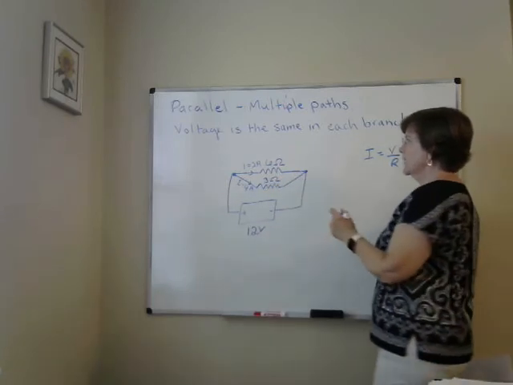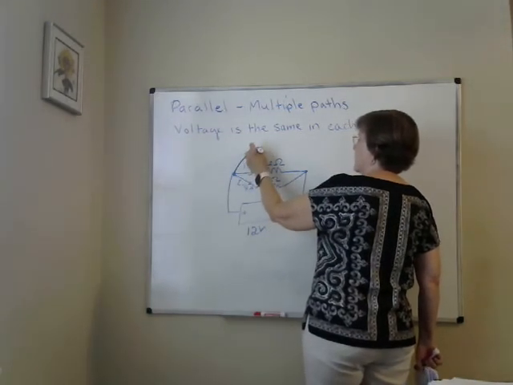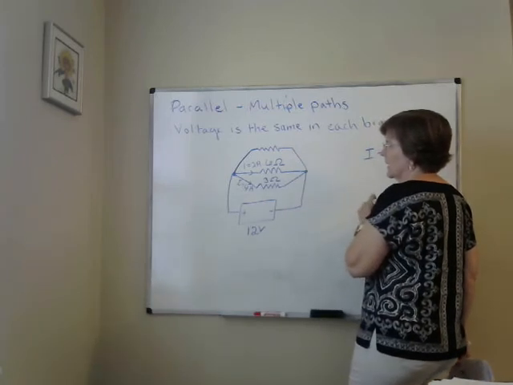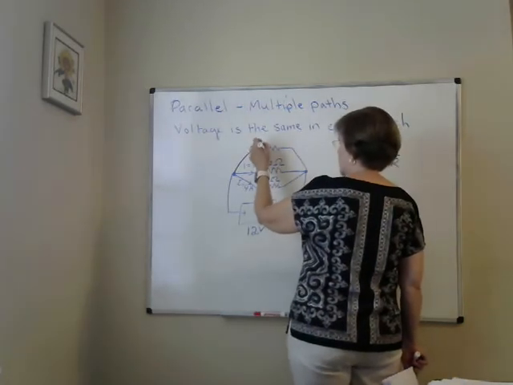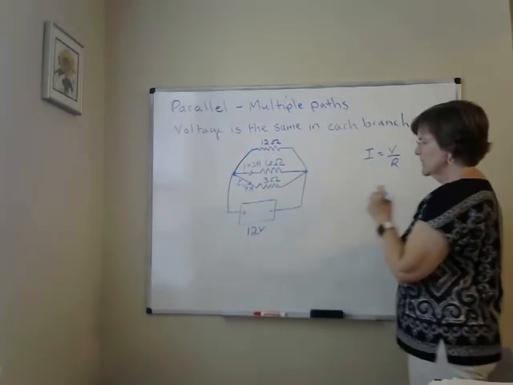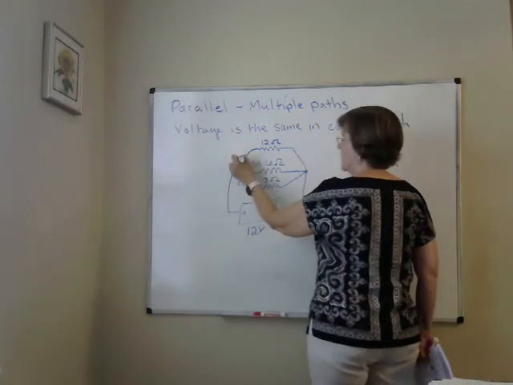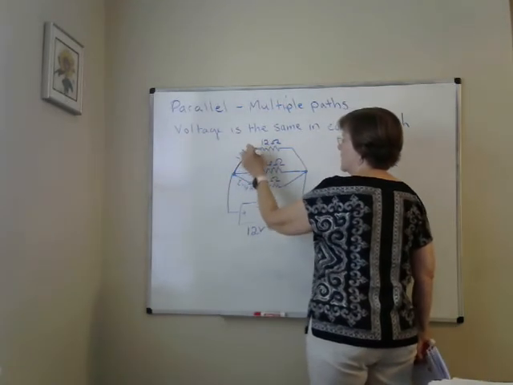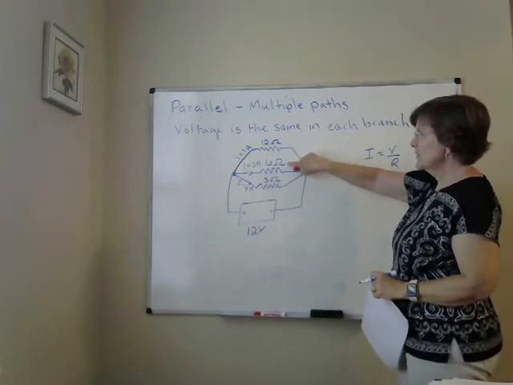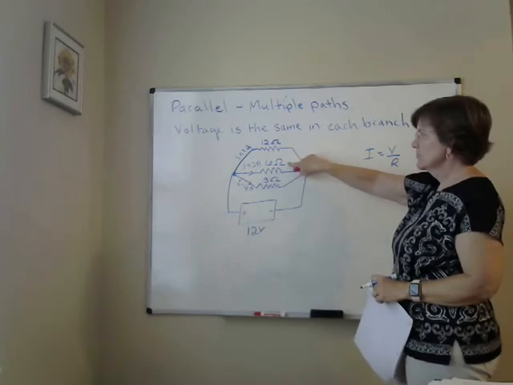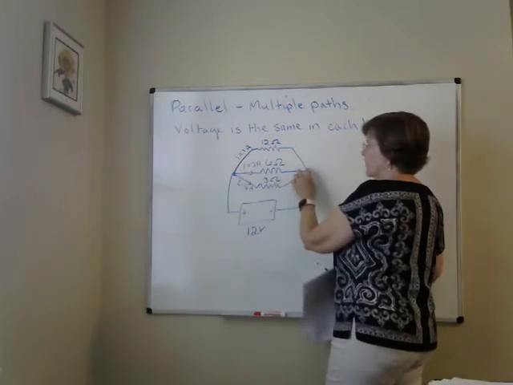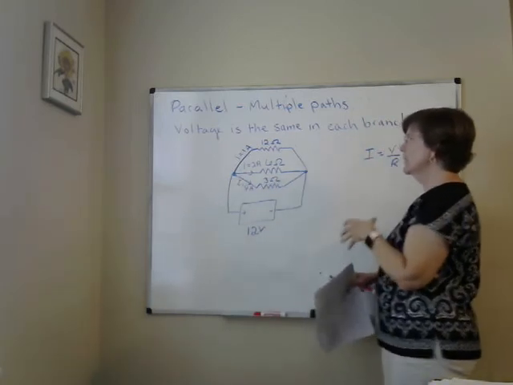If I go up here and add a third branch, here's my third resistor, and I'm going to let it be, I don't know, 12 ohms. Well, how much will flow through 12 ohms? 12 volts, only 1 amp. So I've got 1 amp going through the 12 ohm resistor, 2 amps flowing through the 6 ohm resistor, and 4 amps flowing through the 3 ohm. But every one of those is a 12 volt difference. They each have 12 volts.